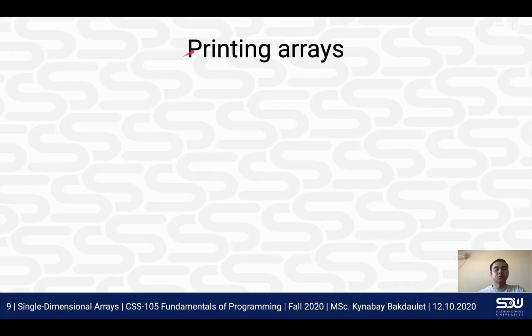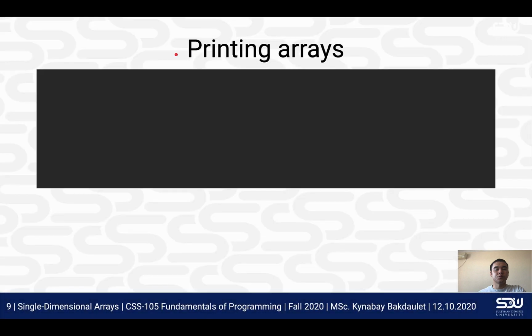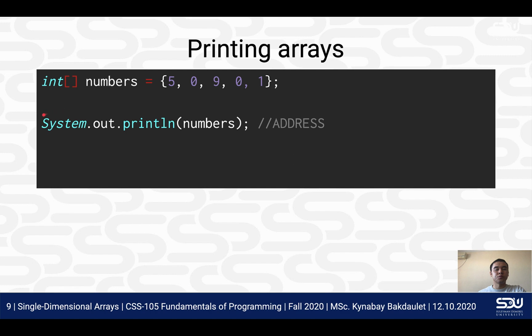So the last one is printing arrays. Let's see an example. First, we have an array of integers with 5 elements. When I print it with System.out.println and give the variable name numbers inside, it will print the address of this object, not every element. When I want to print every element, I should use loops. In my case, I use the for loop.